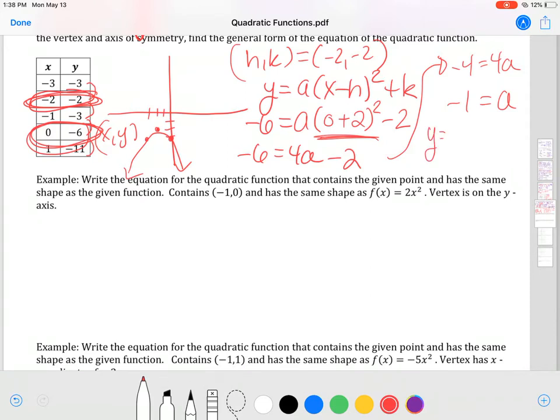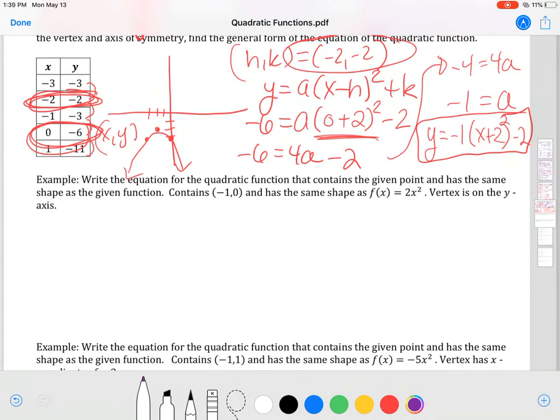So my standard form is going to be -1 for a, (x plus 2), because my h is -2, and I have a negative, makes that a positive, and then I have my k is -2. So here's my equation in standard form. We found my vertex, and then the last thing we have to do is find the axis of symmetry.